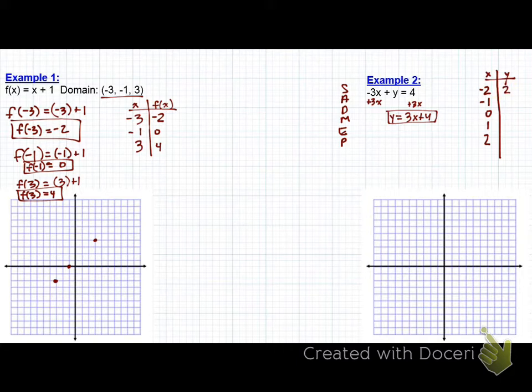Okay, next one, negative 1. 3 times negative 1 is negative 3. Negative 3 plus 4 is positive 1. Next one is 0. 0 times 3 is 0. 0 plus 4 is 4. Am I doing this right? Oh, yes, I was supposed to put a negative sign here. Okay, good. So then we have 1. 1 times 3 is 3. 3 plus 4 is 7. And then we got 2. 2 times 3 is 6. 6 plus 4 is 10.